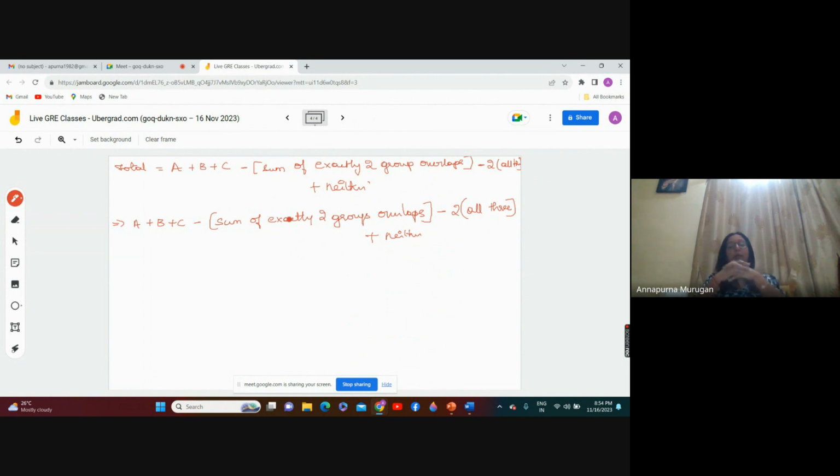Our main aim is what? We need to do the problems as easily and efficiently and within less time, isn't it? So we need to know these formulas. I am once again saying, kindly copy this thing.